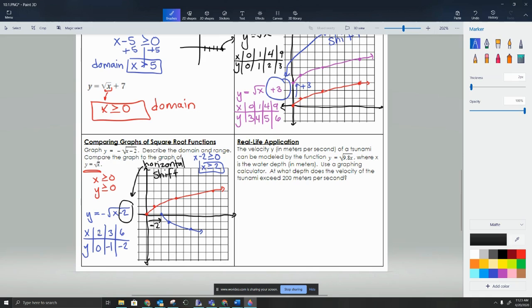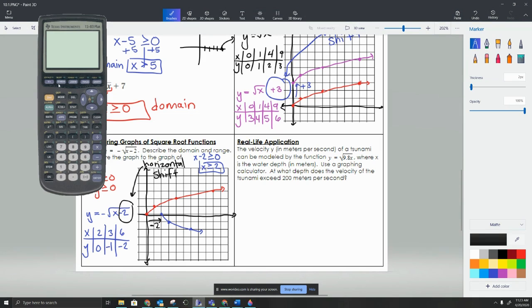Okay, so the velocity y in meters per second of a tsunami can be modeled by the function y equals the square root of 9.8x, where x is the water depth in meters. Use a graphing calculator. At what depth does the velocity of the tsunami exceed 200 meters per second? Okay, so they tell us to use a graphing calculator here. I would argue that that's a lot harder.